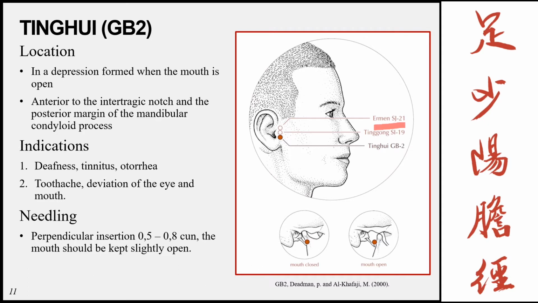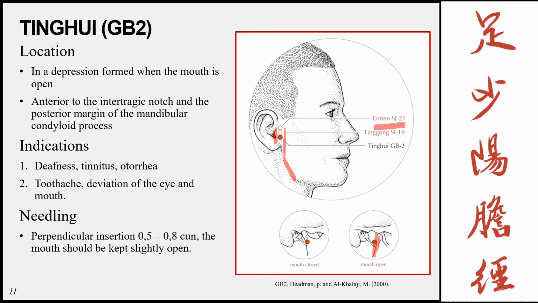The intertragic notch is on the ear. It's this part of the ear over here. So we're just anterior to this, and we're posterior to the margin of the mandible's condyloid process. So that's around here on the image. If you look at these circles on the bottom, here's the condyloid process over here. We've got to be posterior to the posterior margin of the condyloid process, which is this part over here. So we're between these 2 points here.